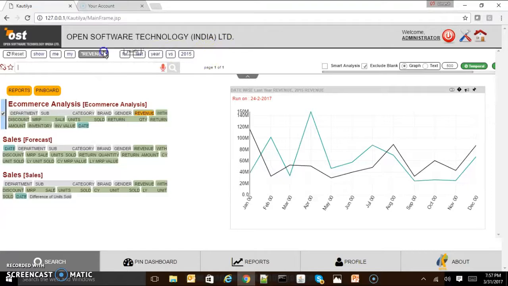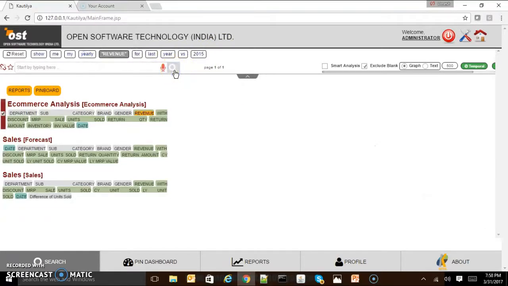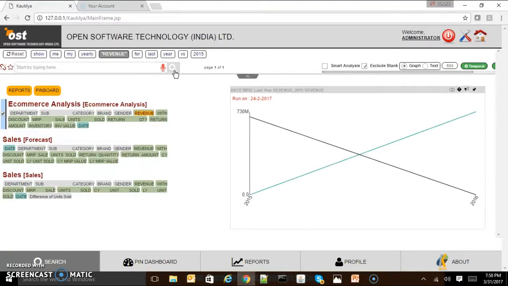So now I'm picking yearly and dragging it to the right place. What is my yearly revenue? So there we go. We have the yearly revenue also being shown to us over here. Take this out now, and let me go ahead and take these out.